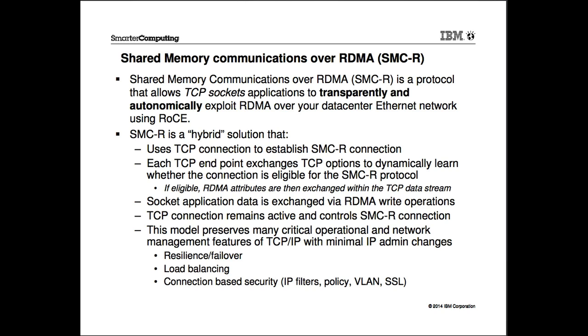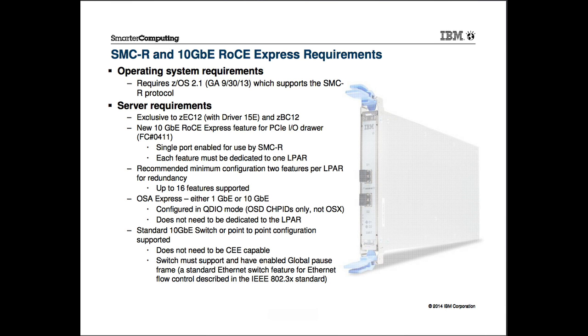Now the reason we did this model is because there are a lot of critical operational network management features that our customers need: resilience and failover, load balancing, IP filters, connection-based security, VLANs. We can't expect our customers to throw all that away to get a faster network transport. So SMC-R integrates the best parts of IP with the performance of RDMA by using what we call a hybrid connection. Now I'll discuss that more in a second, but first of all, the requirements.